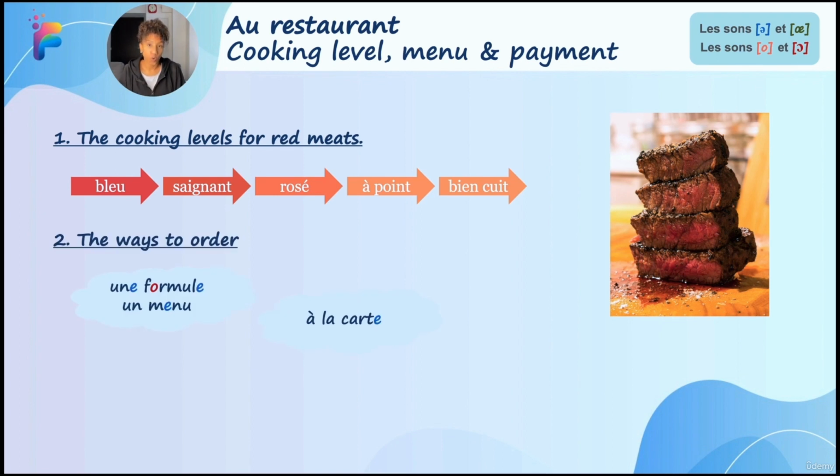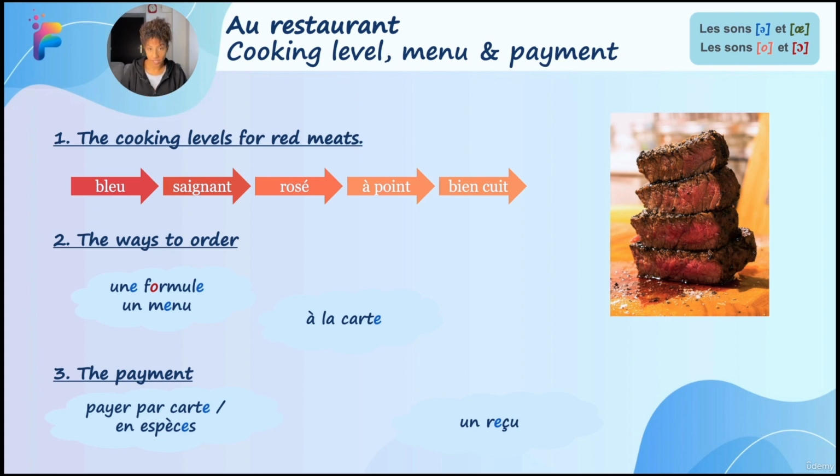The ways to order. You can either go for une formule or un menu, which is set menu, or you can go à la carte. So this is when you can pick your item separately from la carte. The payment. You can either payer en carte ou payer en espèces. So you can pay by card or by cash. And if you need, you can ask for un reçu, a receipt.